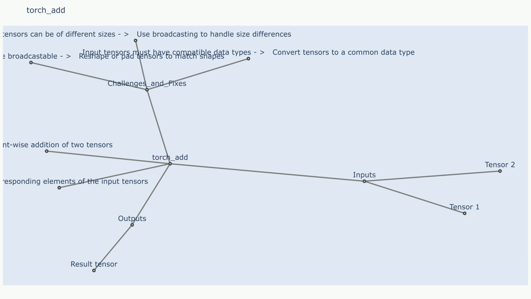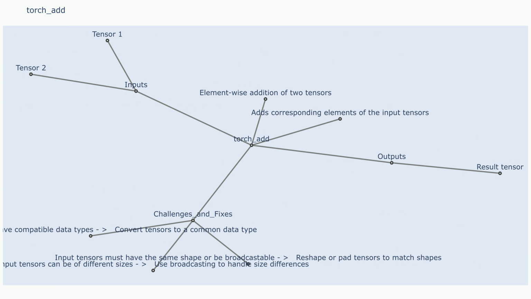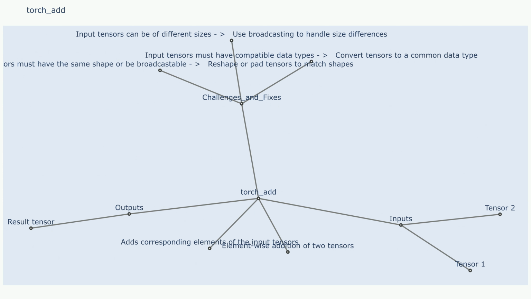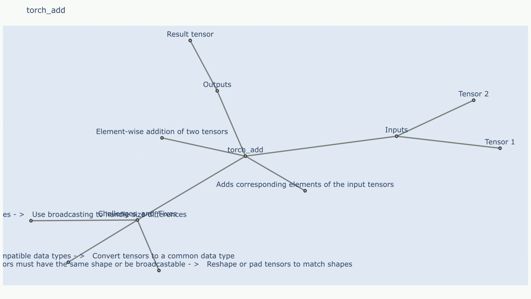Steps. Step 1, the function iterates through each corresponding element in the input tensors. Step 2, for each element pair, the function adds the corresponding elements together and stores the result in the corresponding element of the output tensor.